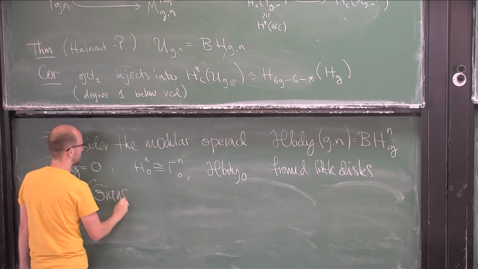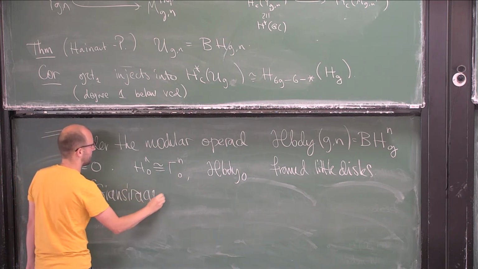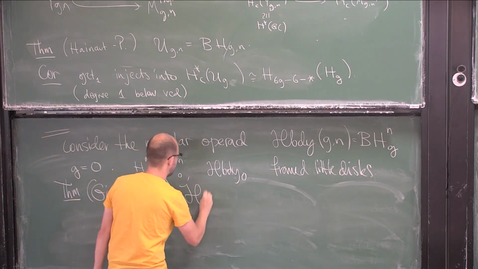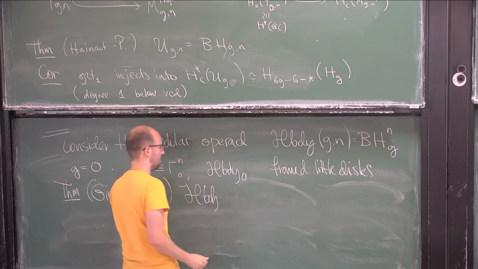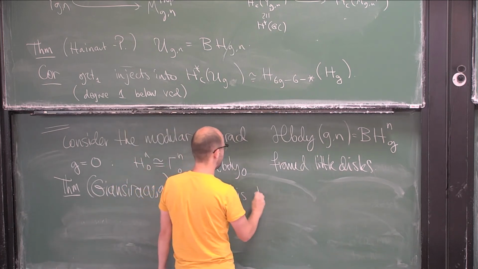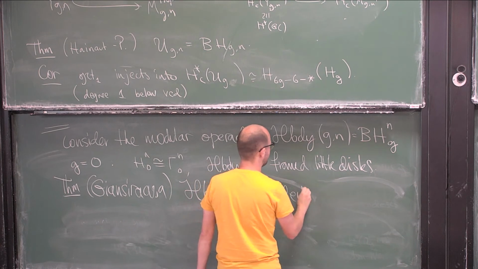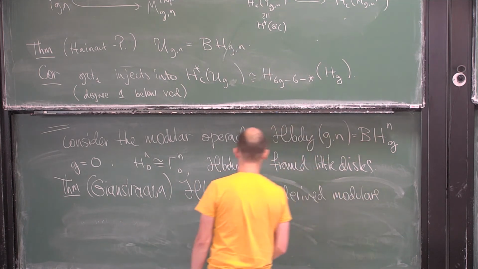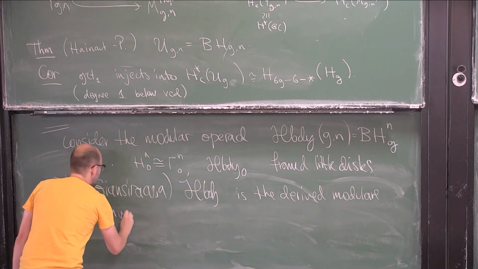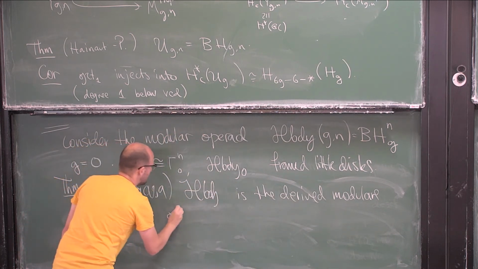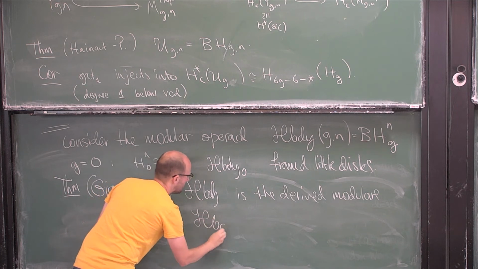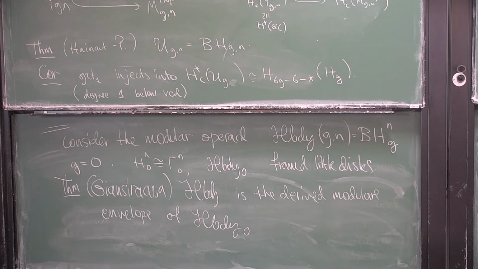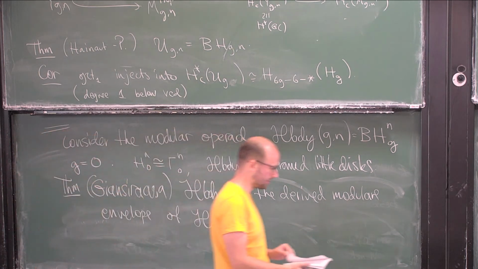And here, the claim is that this modular operad is the modular envelope. Derive the modular envelope of framed little disks and you get the handle bodies.